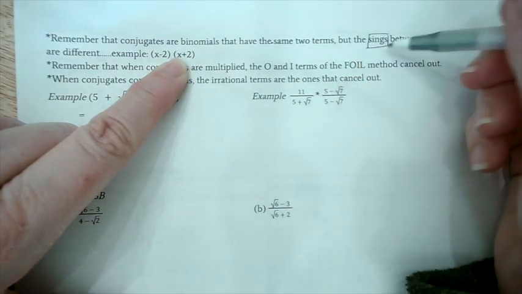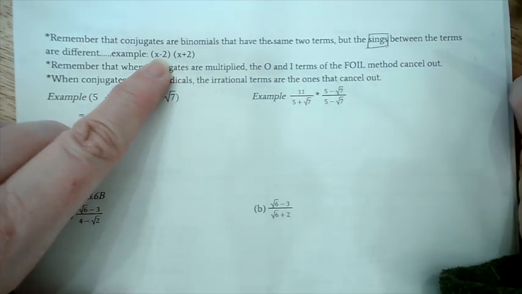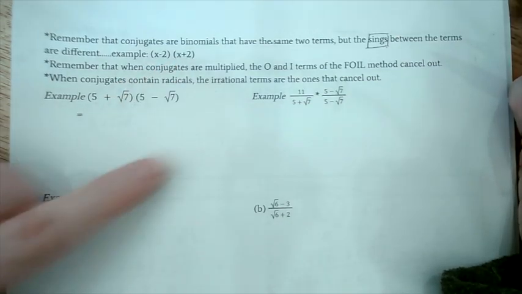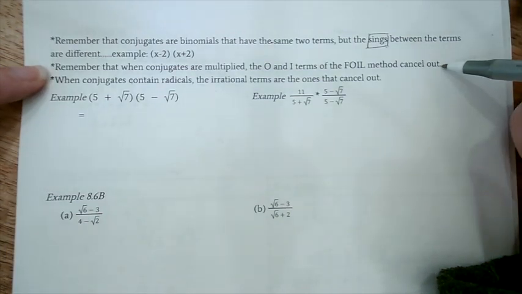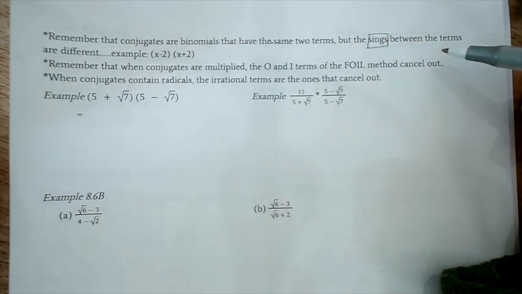Funny how I notice all of these once I'm doing the work, but the signs between the terms are different. So subtraction, addition. Here's another thing I want you to remember, that when the conjugates are multiplied, the O and the I terms of the FOIL are canceled out. So you're only doing the first and the last.